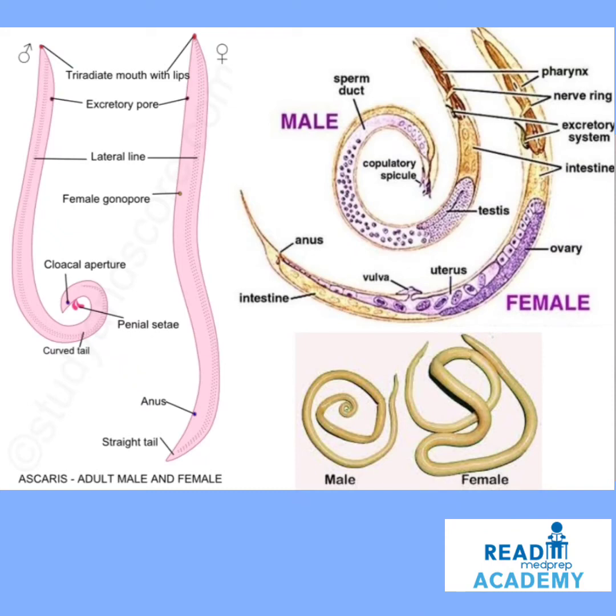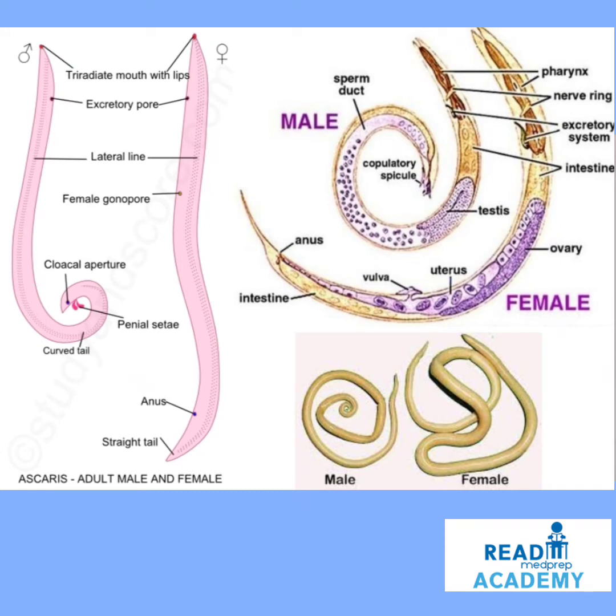On the left is the male worm, which has a triradiate mouth with lips, excretory pore, lateral line, the cloacal aperture, the penial setae and the curved tail. On the right side you can see the female worm, which has the triradiate mouth with lips, excretory pore, the anus and the straight tail, and you can see the female gonopore.